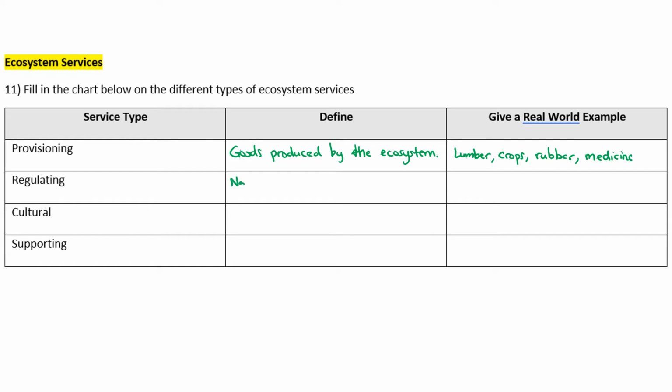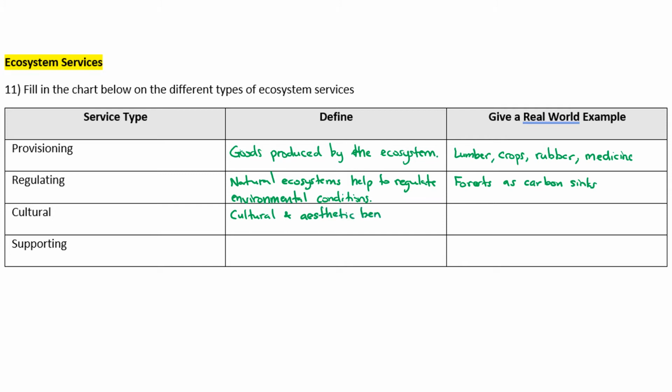Regulating. So we have natural ecosystems help to regulate environmental conditions. Forests are considered to be carbon sinks. Cultural. So there are cultural and aesthetic benefits. National parks. We go out there to bask in its beauty.